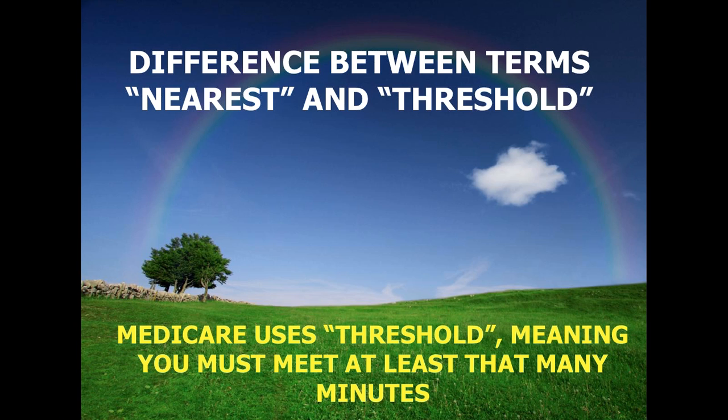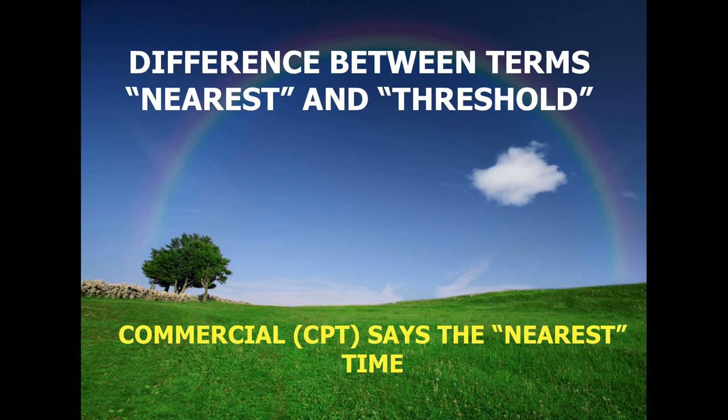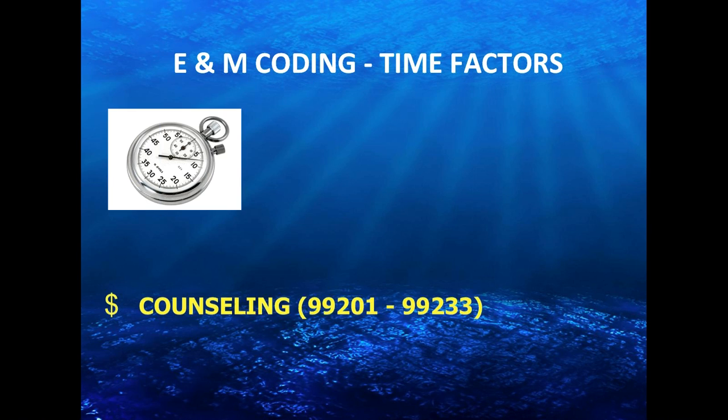What times are we talking about? There's a difference with Medicare and CPT coding, in the terms of nearest and threshold. Medicare uses threshold time, meaning that you must have at least that many minutes. If it requires 25 minutes, then if you do a 23 or 24, you cannot use that time with Medicare. It must be a minimum. CPT, commercial, says the nearest amount of time. So we need to make sure we follow the difference between the two.